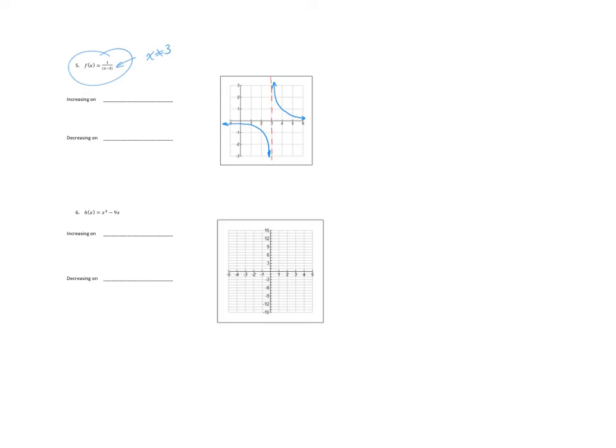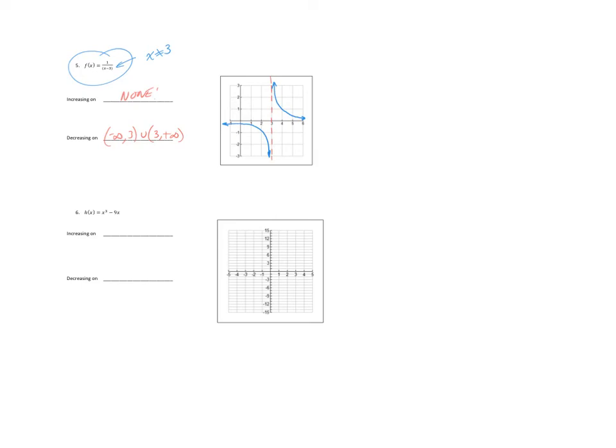So as far as intervals of increasing on this thing, there are none. It's never increasing. This thing is decreasing from negative infinity to 3, and then it starts decreasing again once it gets to the other side of the vertical asymptote, and there you go.